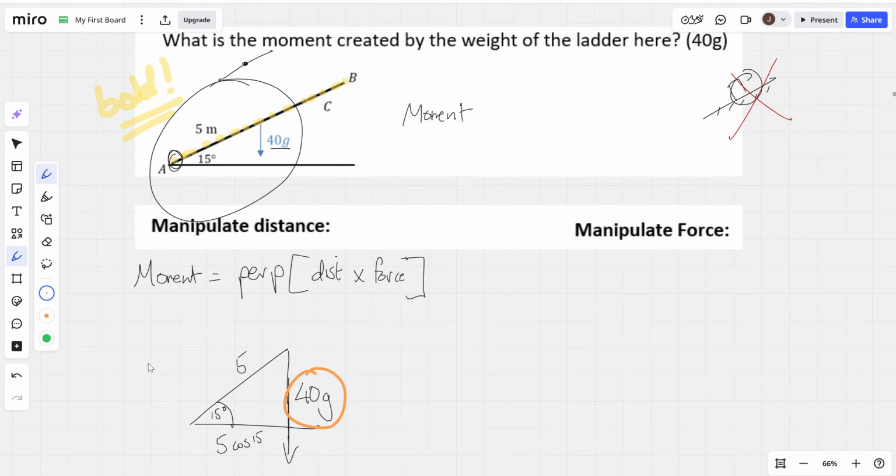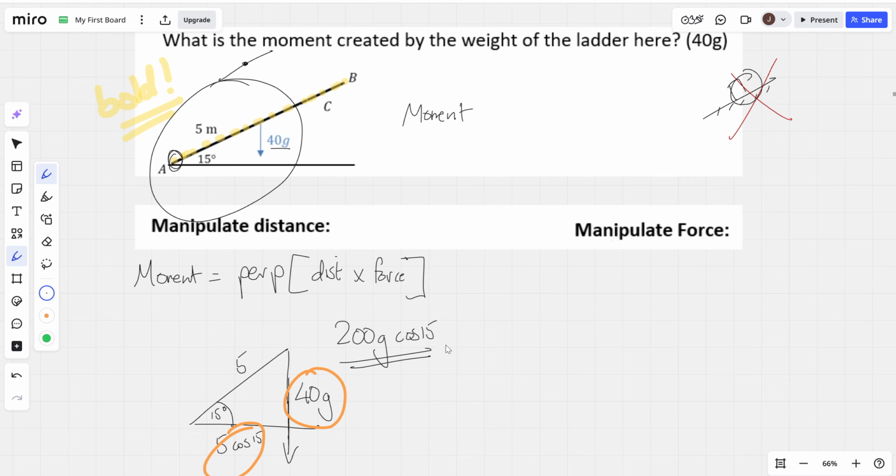Okay, and now I have a distance and a force that are perpendicular to one another, and I can just multiply them. So this is 200G cos 15. That's the moment created by that force there. So this is just one moment. And I could put Newton meters on the end as well. Let's do it now where I manipulate the force.